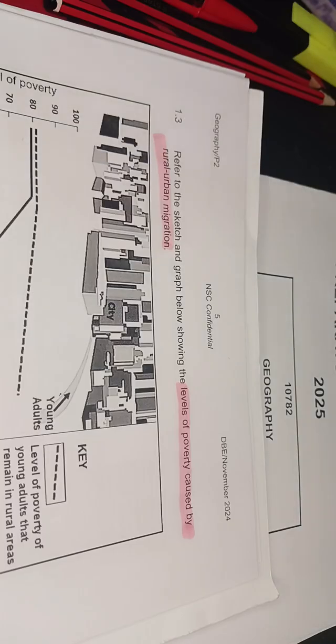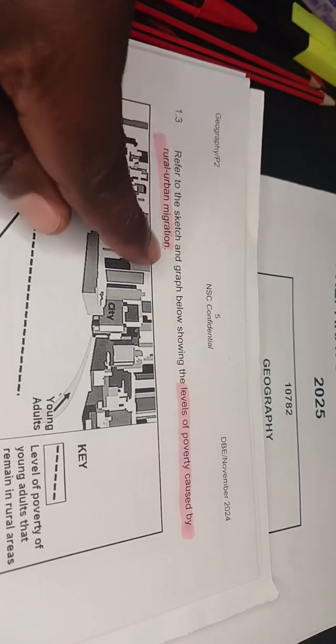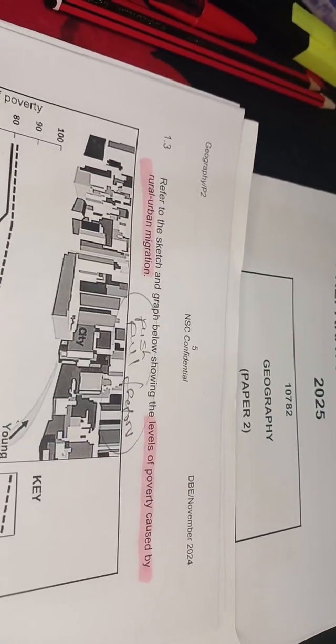So this rural-urban migration poses a lot of challenges, both to the rural areas and to the city. There are certain problems associated with this movement of people from the rural to the urban areas. So when we talk about rural-urban migration, what should come to your mind, guys, is the push and pull factors.